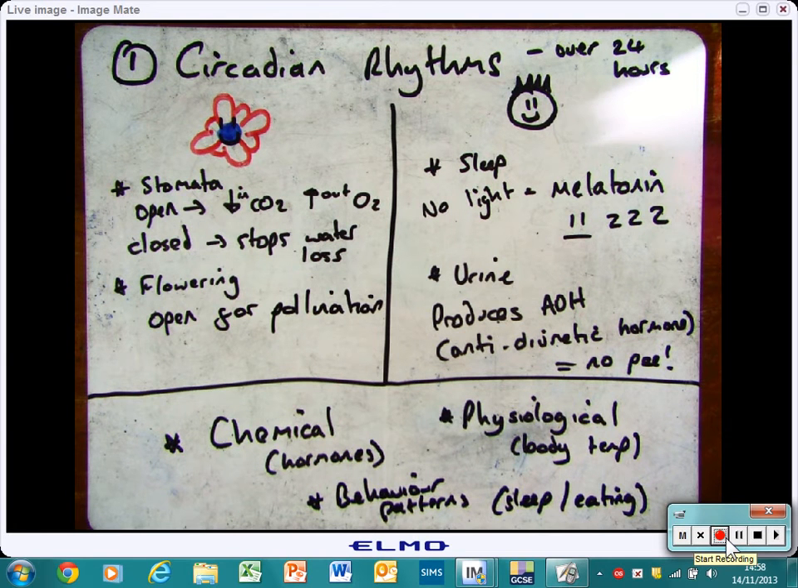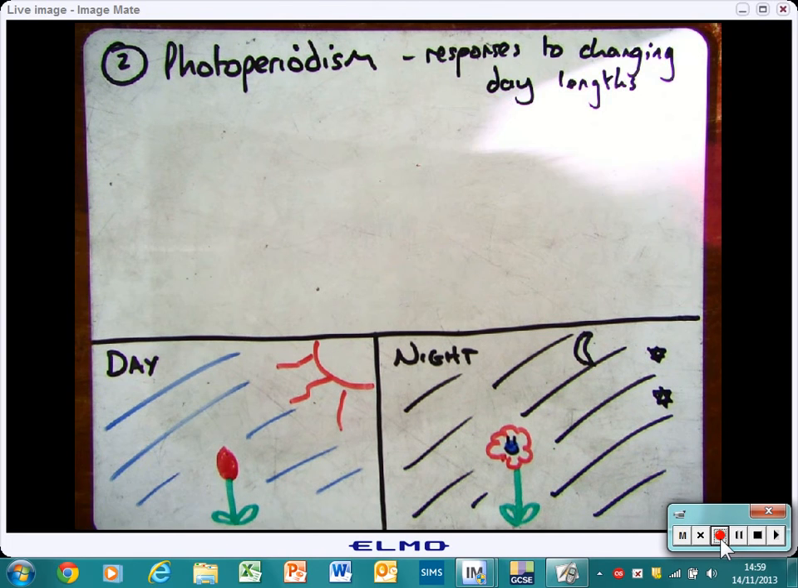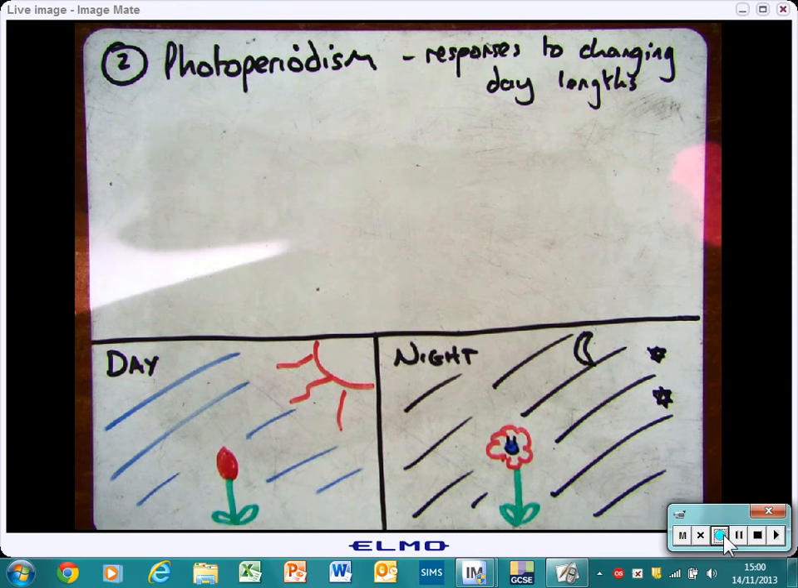Okay, the next section is going to have a look at plants and how they react to changes in light in the day. This is a process called photoperiodism, and these are changes to the day lengths, so responses to the changing day lengths. So you might think this is just to do with flowering of the plant, but it's more to do with how the length of the day changes from winter, summer, spring and autumn.